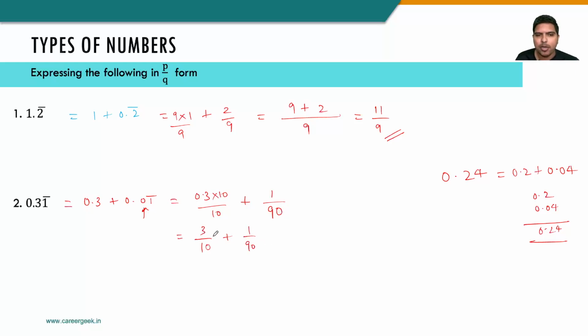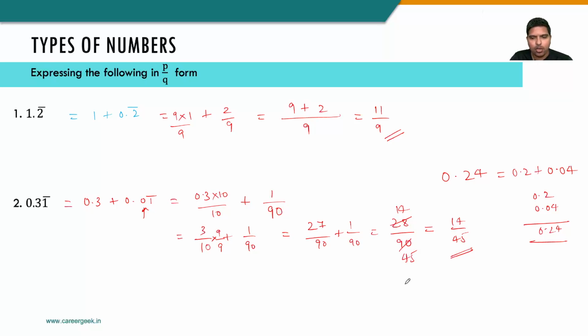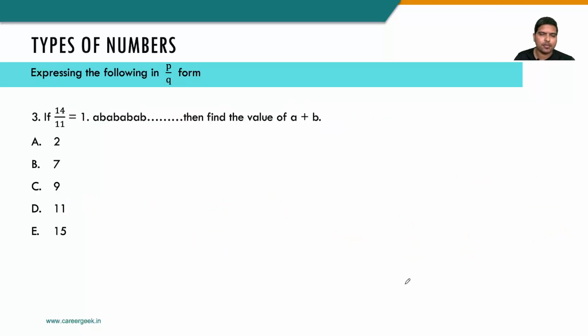Again, we'll keep the same denominator, so I'll multiply and divide by 9. That will bring me 27 upon 90 plus 1 upon 90, which is 28 upon 90. So both are even. This can be further simplified in 2 tables. So the value of this is 14 upon 45. Make sure you all make a note of all of this, right? Okay.